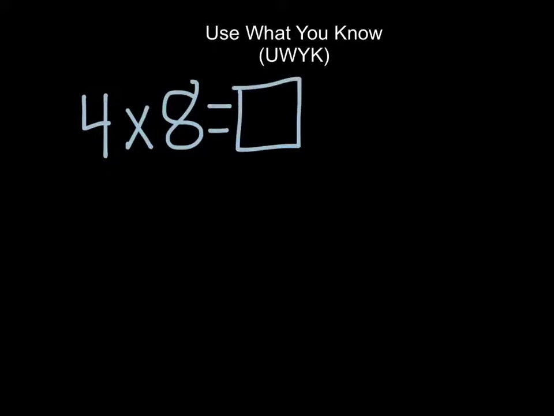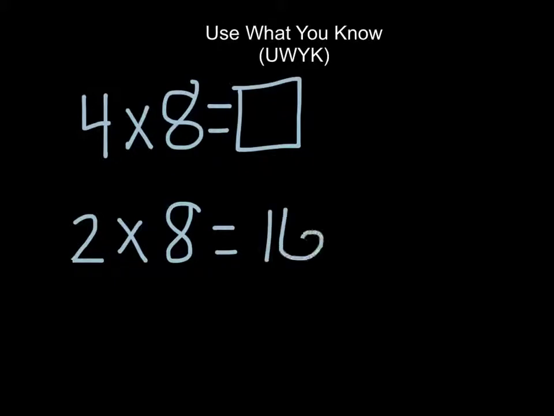Let's start with this multiplication equation: 4 times 8 equals something. In the Use What You Know strategy, we always think about the equations that we already have memorized or that are easy for us to solve. Well, I know that when I work with 2's, and I can write the 2 times 8 equation, I'm really good at that. And 2 times 8 equals 16.